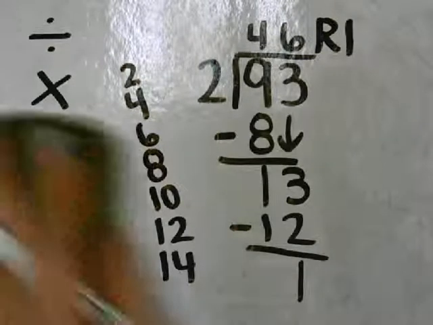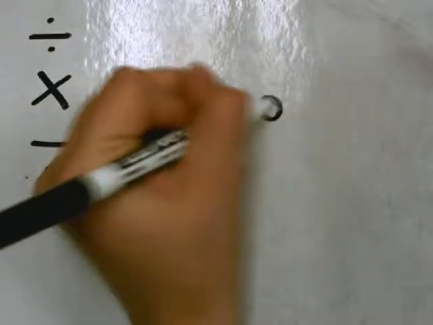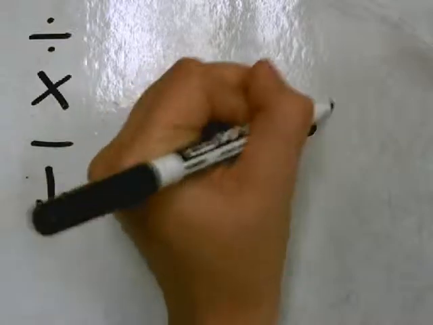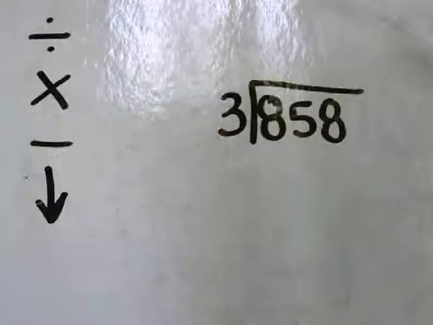Now if you're feeling comfortable with this, go ahead and push pause as soon as I get the problem written down and try it yourself, and then come back and check your answer. We're going to do 858 divided by 3. And it's going to be the same steps. You just repeat it one more time since we have 3 numbers in the dividend now.